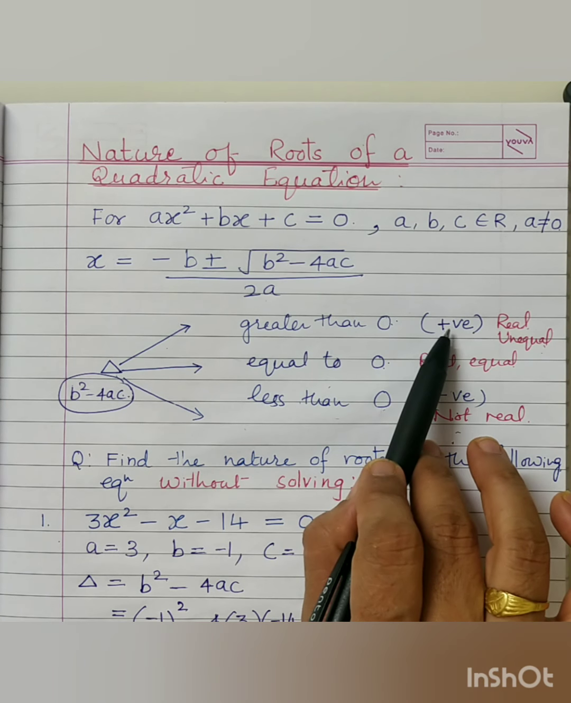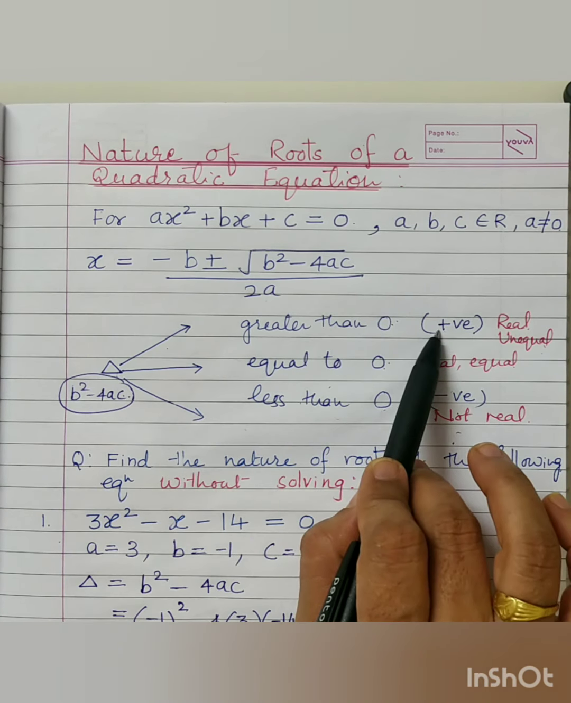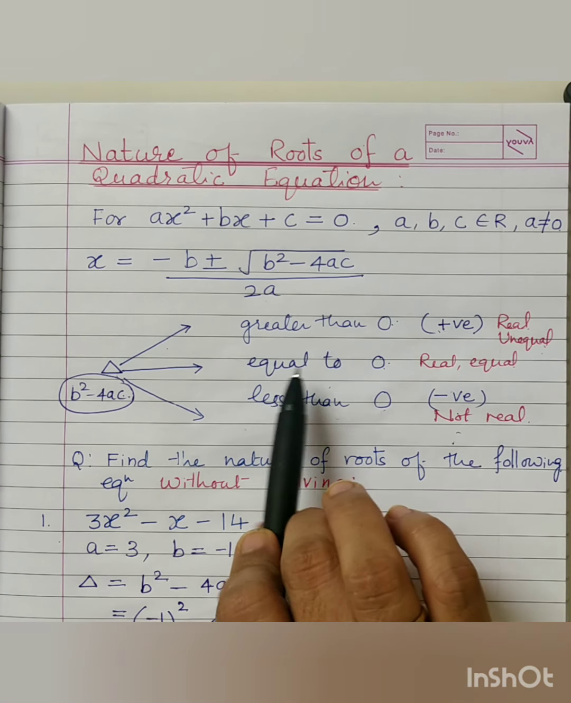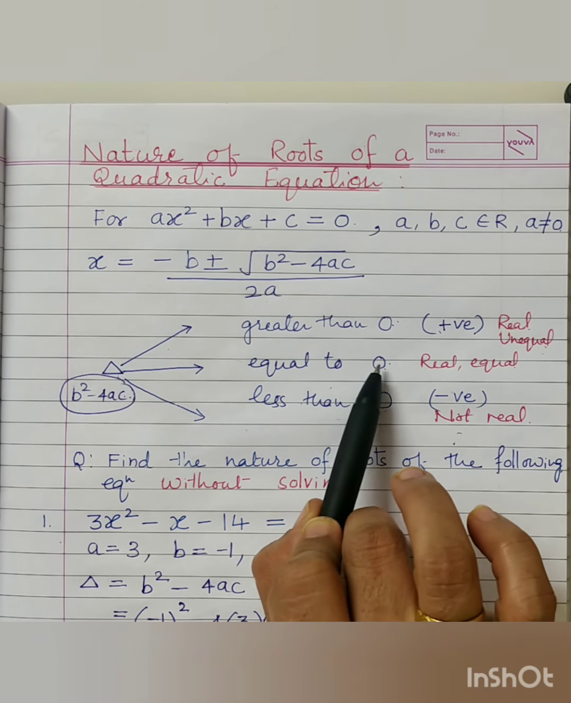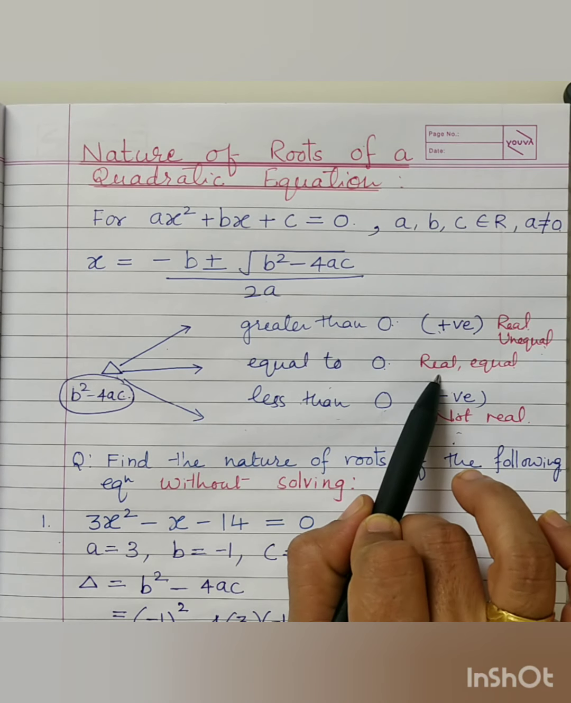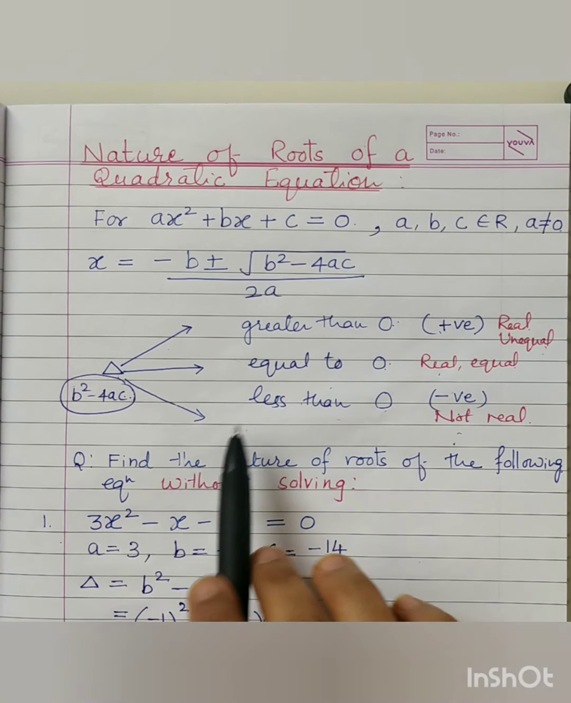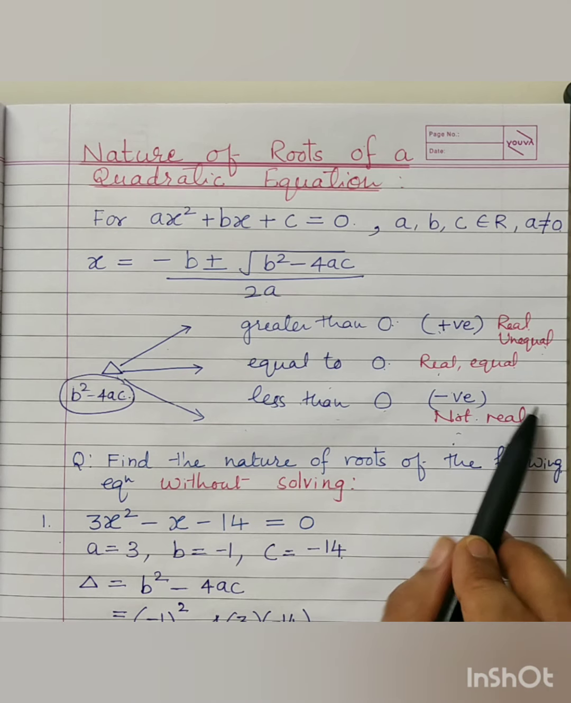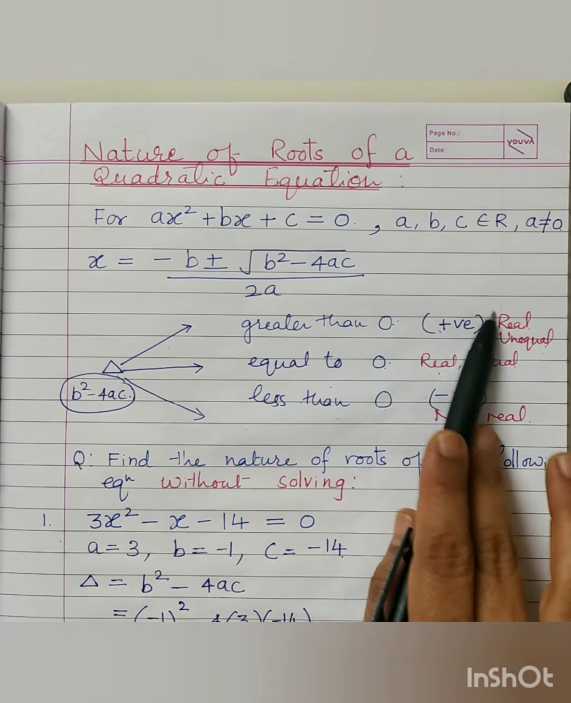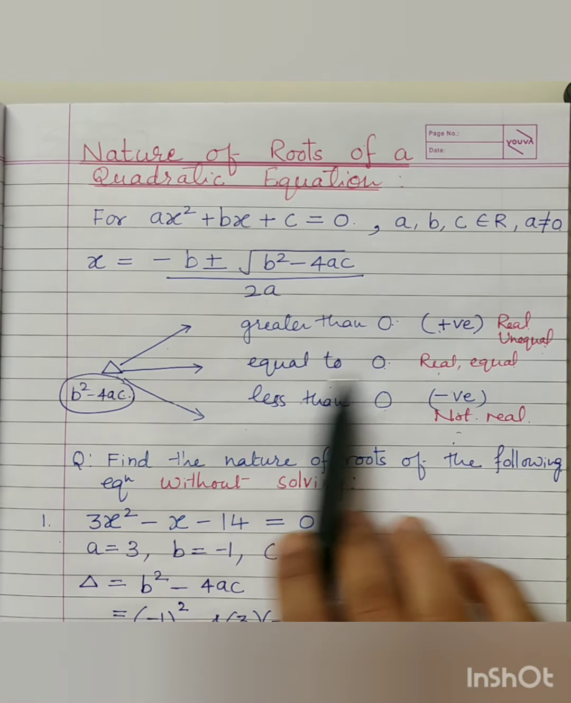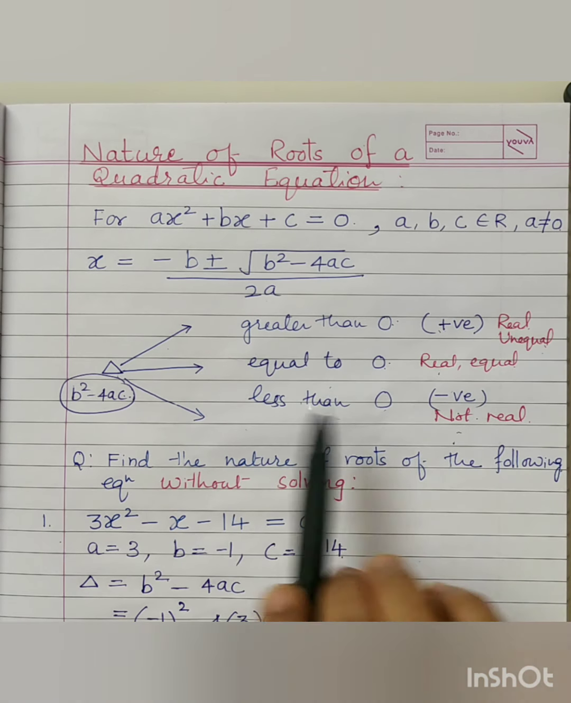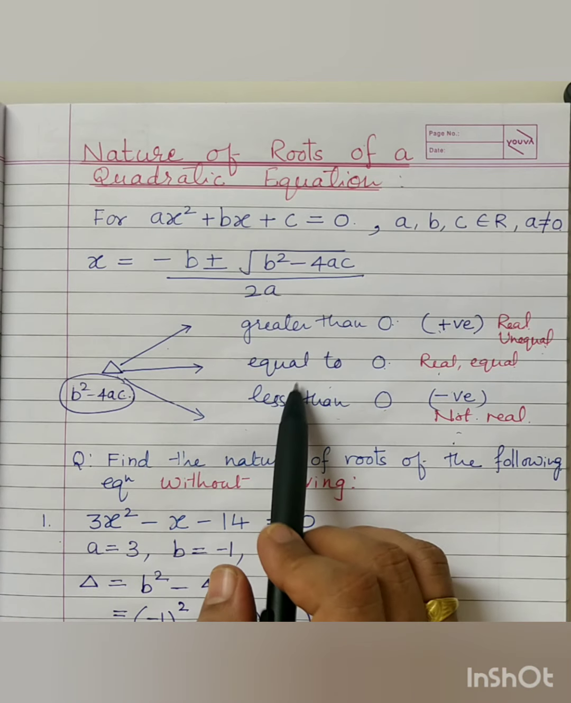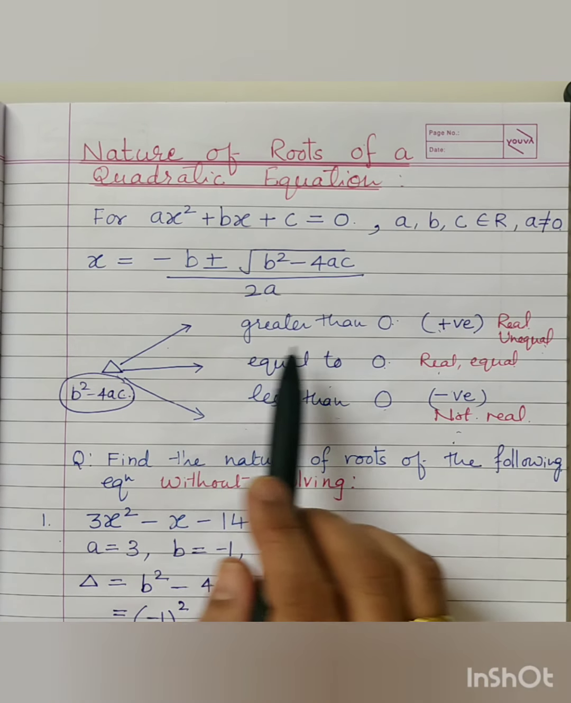Then the nature of the roots of this equation will be what? Roots will be real and roots will be unequal. If delta is 0, roots will be real and equal. And if delta is less than 0, roots are not real. How do you understand the number is greater than 0? It may be some positive number. How do you understand less than 0? It may be some negative number. It is very simple. Since you have already solved the equations, you will be able to understand it very easily.